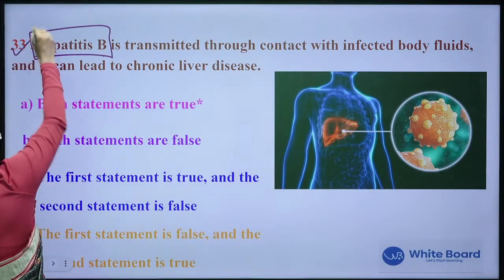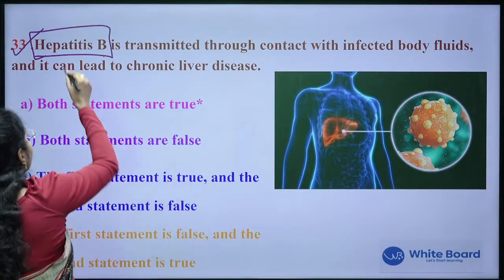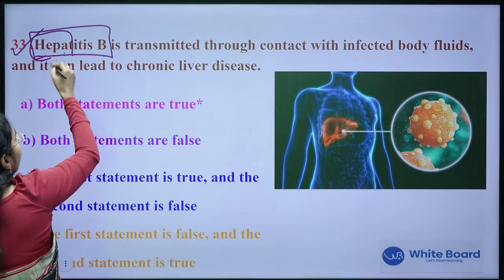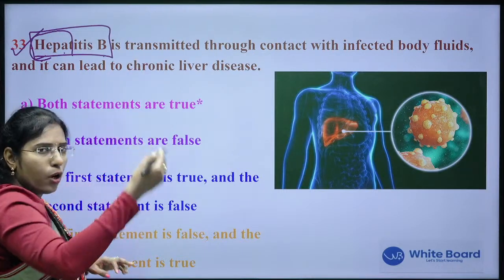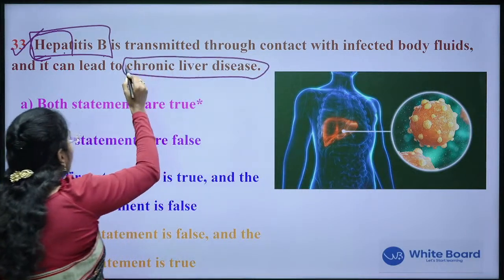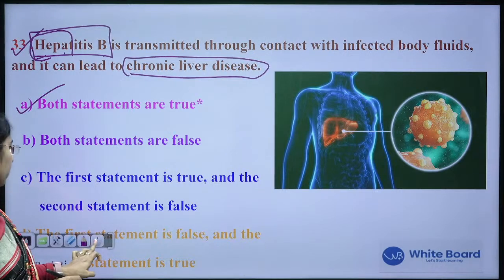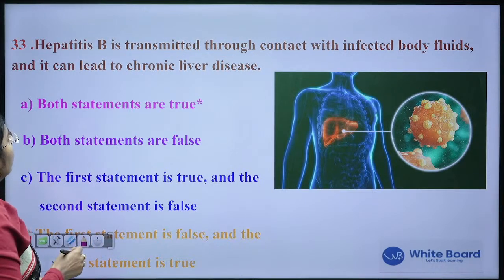The first option is correct, and it can lead to chronic liver disorder. Hepatic is nothing but liver. Hepatitis is inflammation of the liver. So, it leads to chronic liver disease. Both statements are true. Coming to the next question.